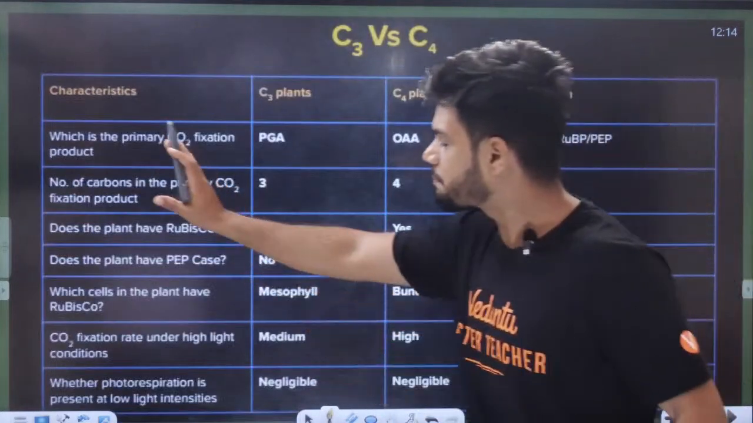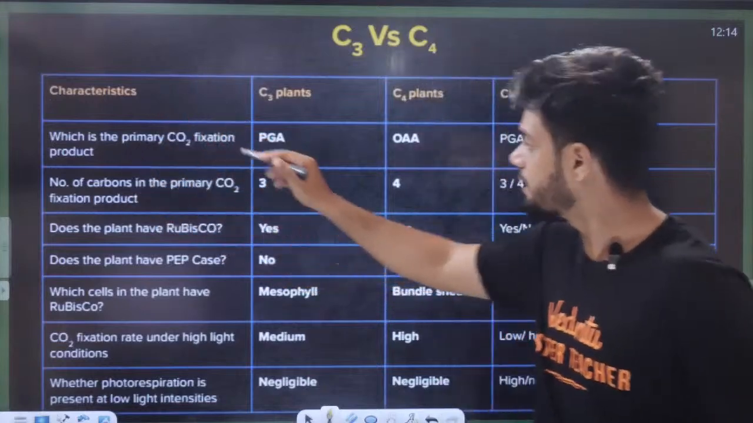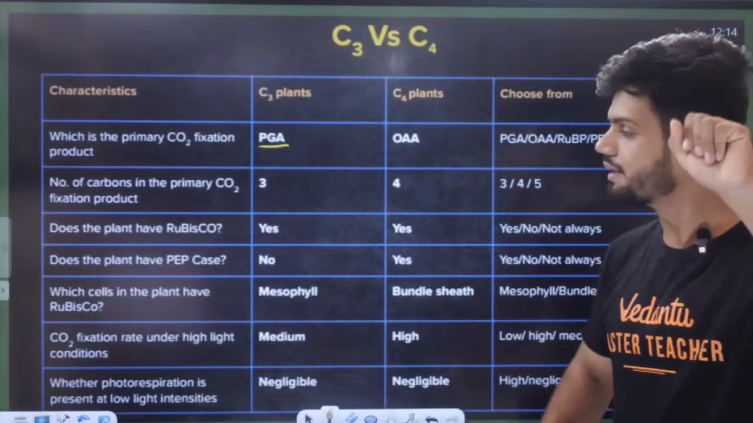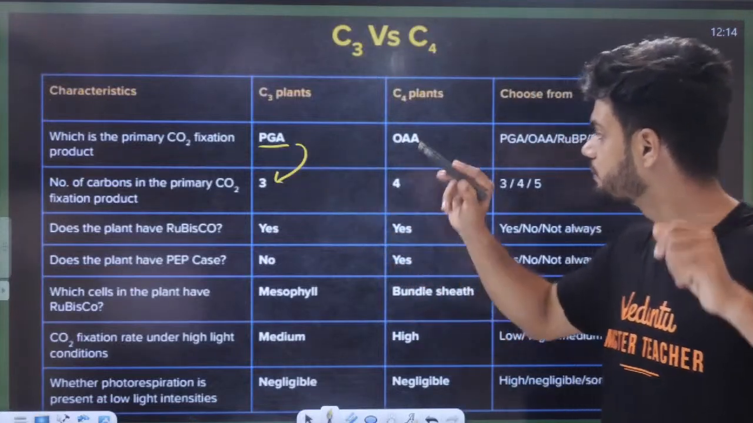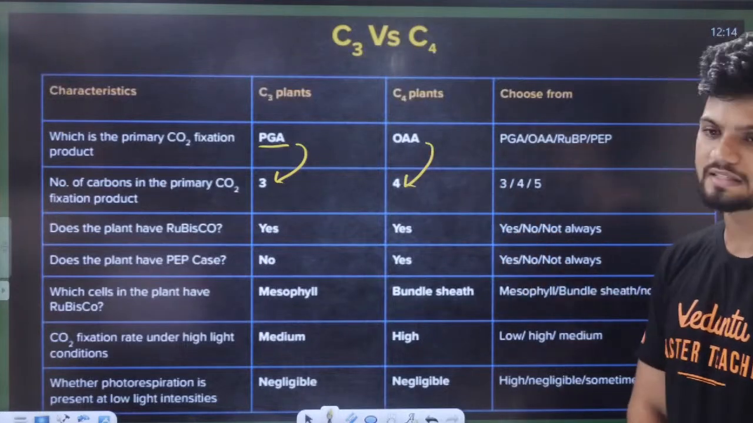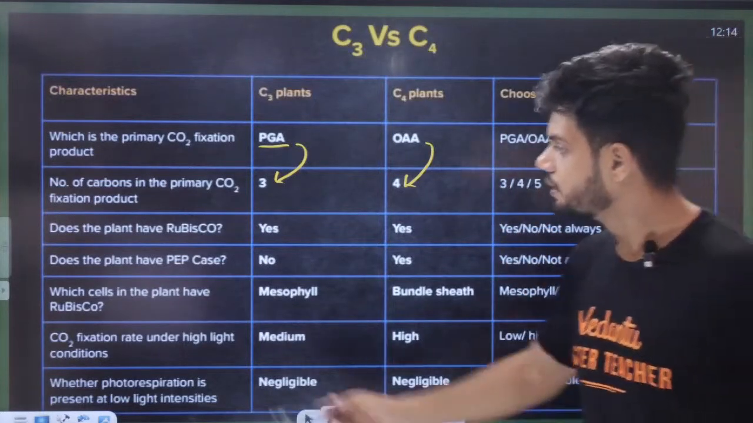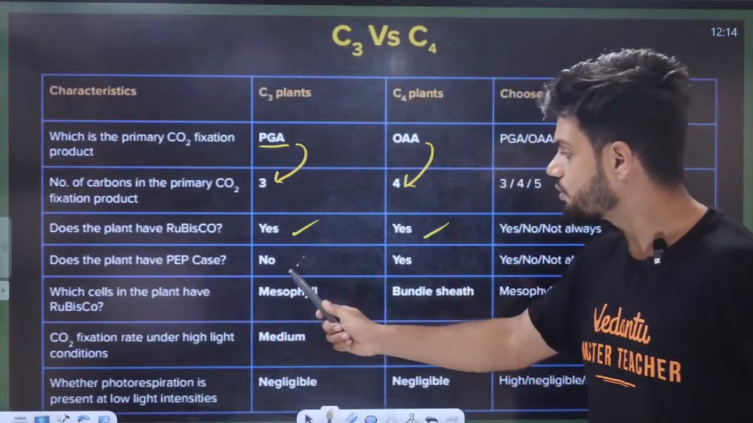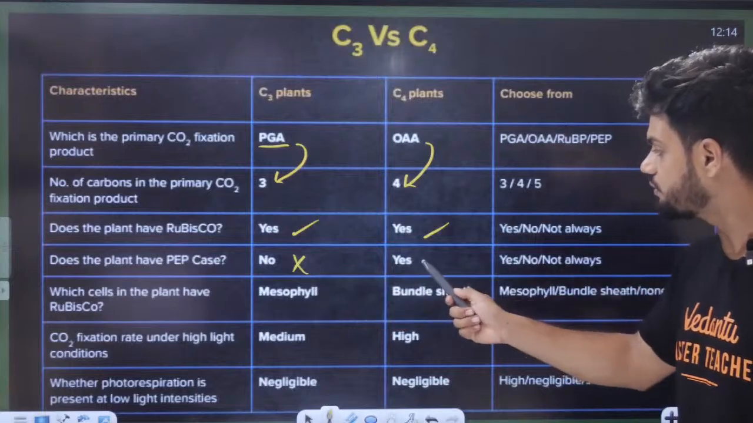Now, which is the primary CO2 fixation product? It is PGA, phosphoglyceric acid, which is 3 carbon. That is why it is called the C3 cycle. Oxaloacetic acid is 4 carbon, so it is the C4 cycle. Does the plant have rubisco? Yes, both of them have rubisco. Does the plant have PEPcase? No, in C3 we do not have PEPcase. In C4 we have PEPcase.